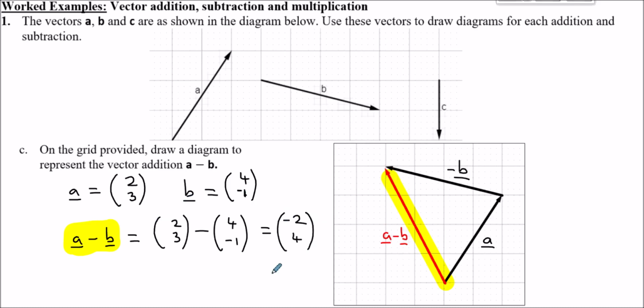And so in terms of doing this without having to draw it, just look at the horizontal components. 2 minus 4 is minus 2, 3 minus minus 1 is positive 4. So we can do addition of vectors just by considering the top numbers, either added or subtracted, and the bottom numbers done separately, either added or subtracted as appropriate. So actually it's very, very simple once you get your head around it.